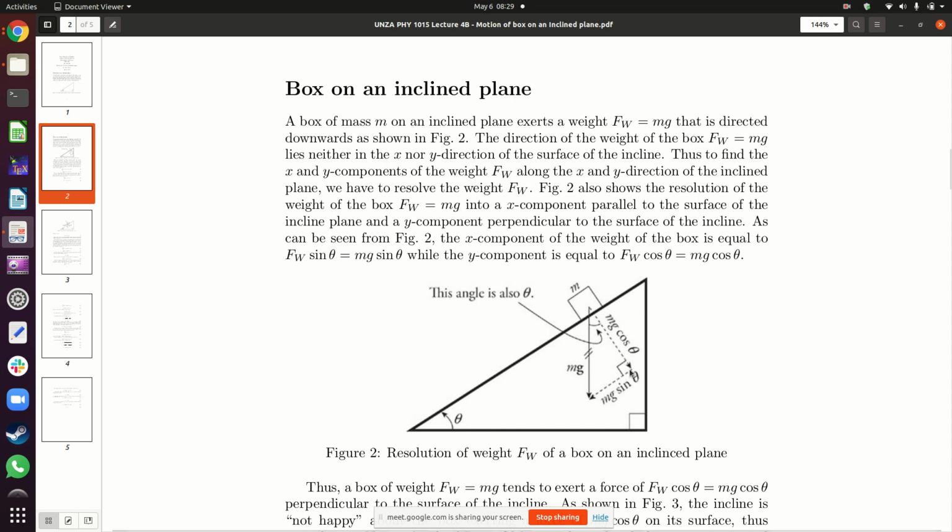So as you can see, this component here, which is mg sin theta, lies parallel to this incline. So the direction of the component is in the same direction as our choice of x-axis. So this mg sin theta becomes the x component of the weight. Then this one here, mg cos theta, lies along the y-axis. So this mg cos theta becomes the y component of the weight. Are we clear?